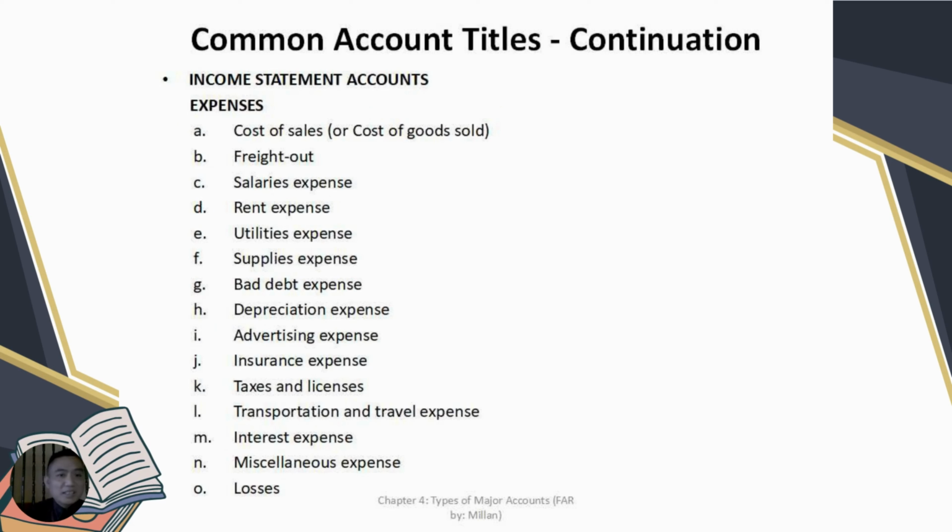Now, let's go to the income statement accounts under expenses. Cost of sales, freight out, salaries expense, rent expense, utilities expense, supplies expense, bad debt expense, depreciation expense, advertising expense, insurance expense, taxes and licenses, transportation and travel expense, interest expense, miscellaneous expense, losses. So, lahat po ba ng may word na expense na huli po ay magiging part ng expense po? Hindi po guys. Example po niyan ay prepaid expense.